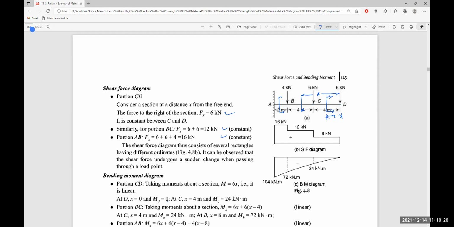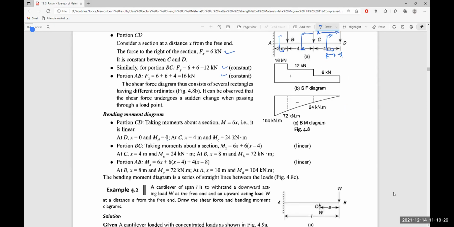For the portion AB, Mx is 6x plus 6 into (x minus 4) plus 4 into (x minus 8). At the point B, x is equal to 8 m, and Mx is equal to 72 kN-m. At the point A, x is equal to 10 meters, and Mx is 104 kN-m. Between the loads there is a straight line, and from here to here the slope changes again. So 24, 72 and 104 kN-m are the values of the bending moment.